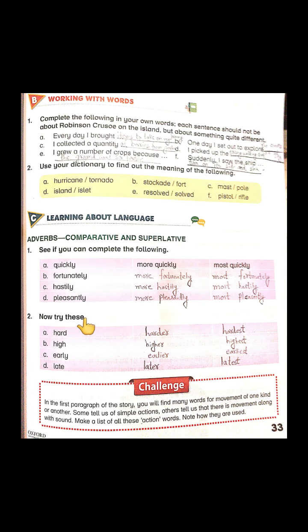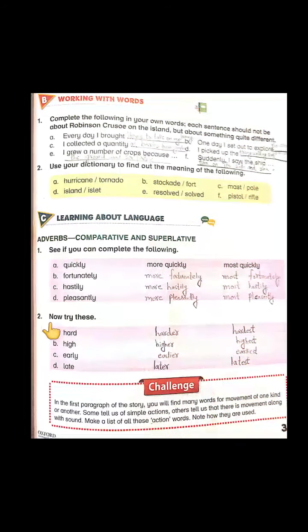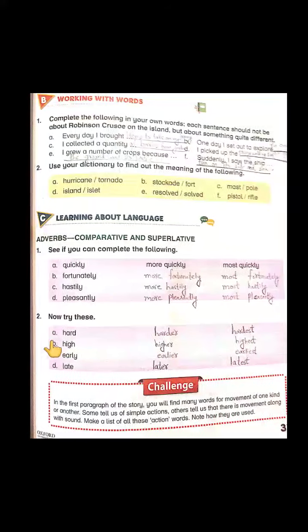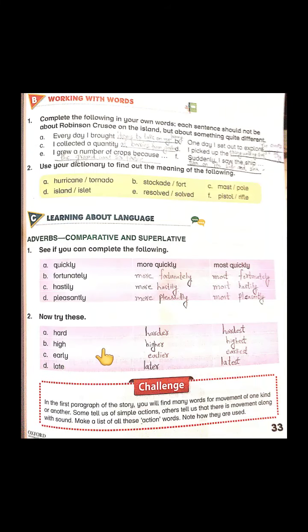Students, the next exercise, now try these. Here in A, the first word is hard and its comparative form will be harder and superlative will be hardest. Second word is high. Its comparative form will be higher and superlative will be highest.